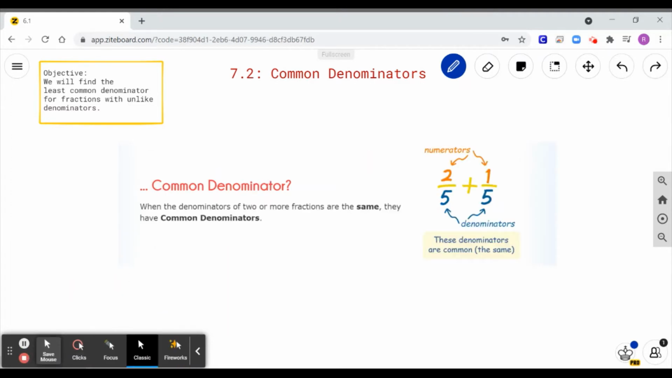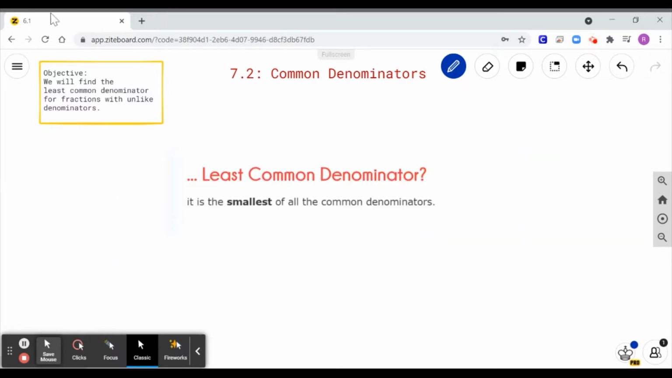So what is a common denominator? When the denominators of 2 or more fractions are the same, they have common denominators. So you can see over here, we have 2/5 plus 1/5. Both of the denominators are 5, which means that they're common or the same. So that's what we're going to be finding today for our work. Today, we're not just going to look for common denominators, we're going to look for the least common denominator. And what that means is that it's the smallest of all the common denominators.